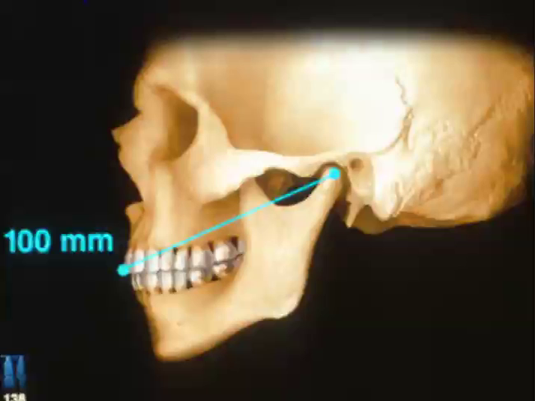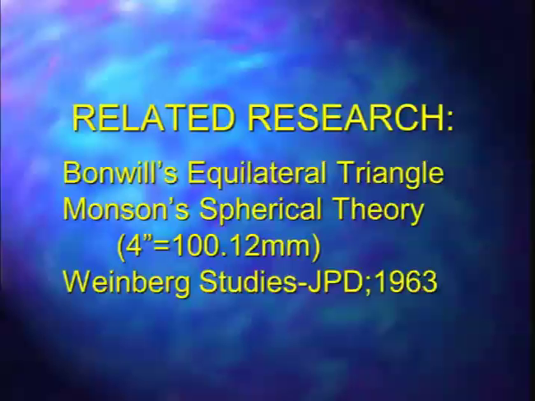Knowing this, all we have to do is pick up one of these two points in a face bow. I'll engineer it so that the second point is 100 millimeters from the first point when we get to the articulator. Other related research would be Bonwill's equilateral triangle, Monson's spherical theory of 4 inches, which happens to be approximately 100 millimeters, and of course Weinberg's studies.